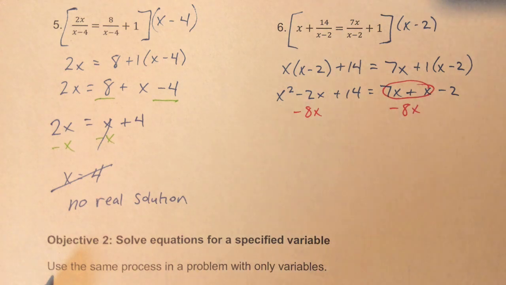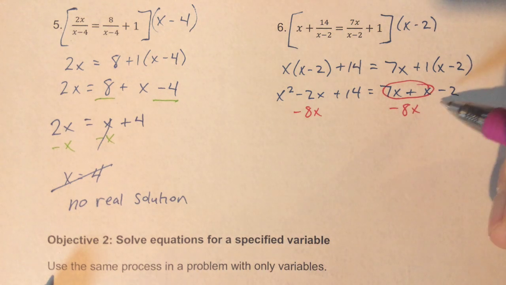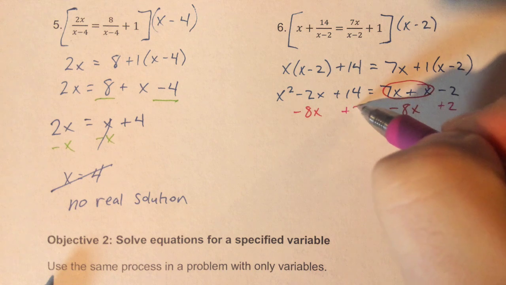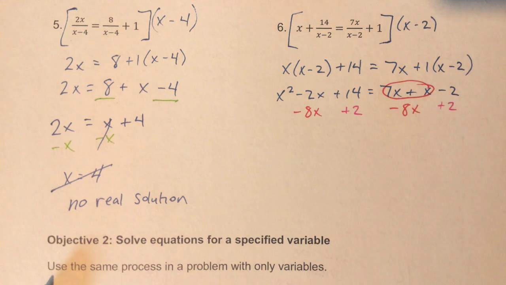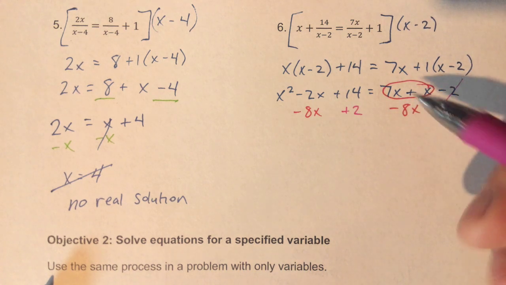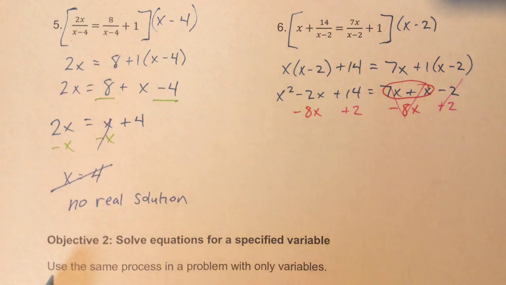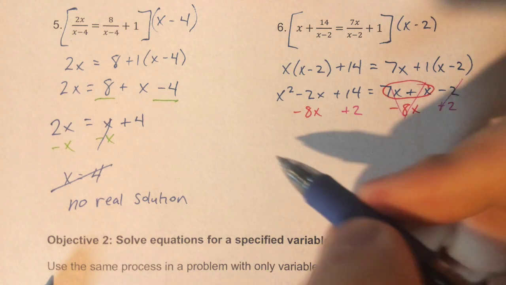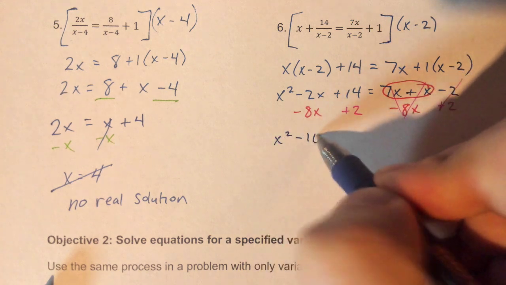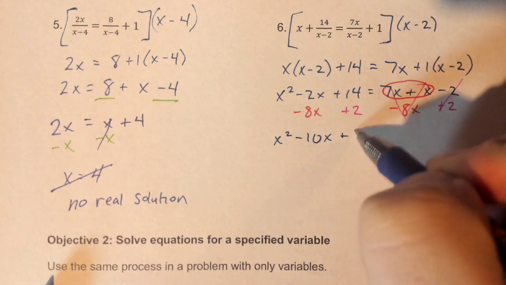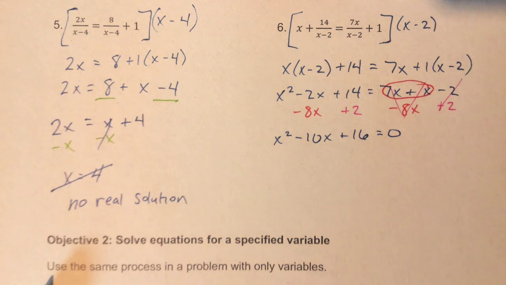And then also to get rid of that minus 2, we would want to add 2 to both sides of the equation. So those would cancel those out, and these would cancel each other out. And then we just do that little bit of math on the left. It looks like x squared minus 10x plus 16 equals 0.